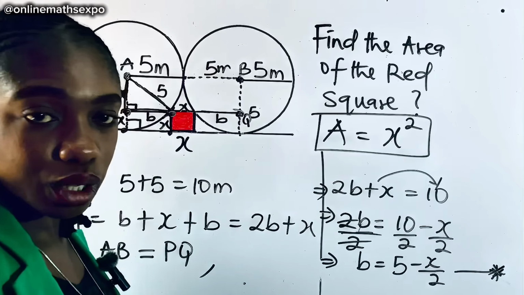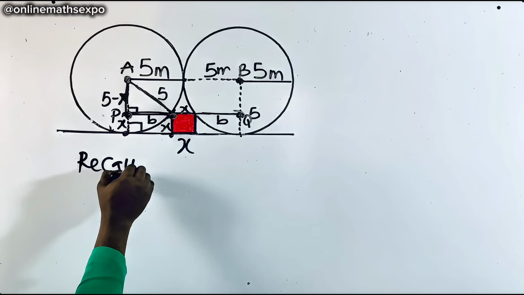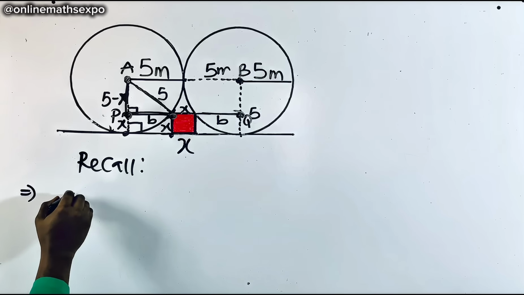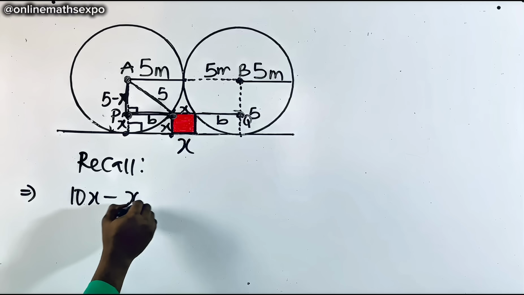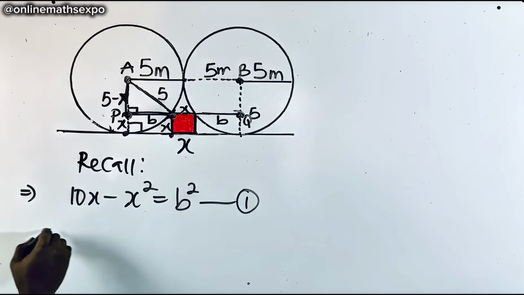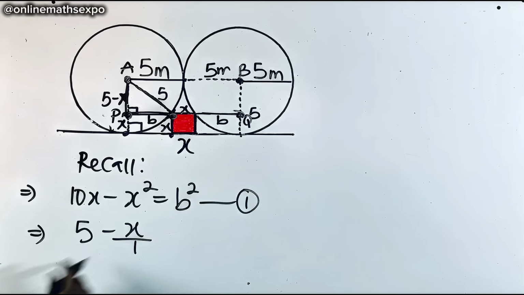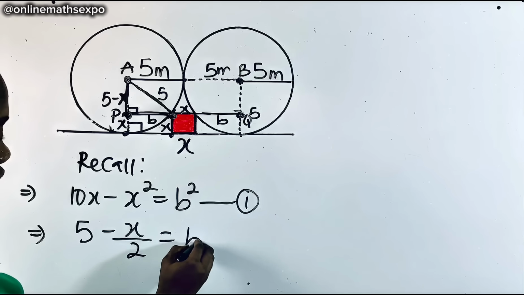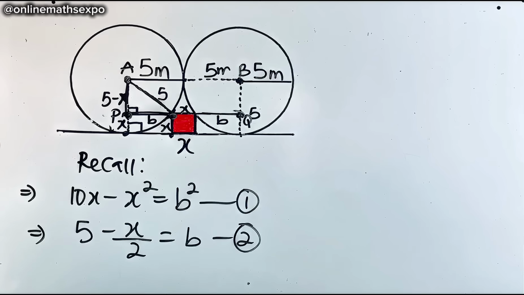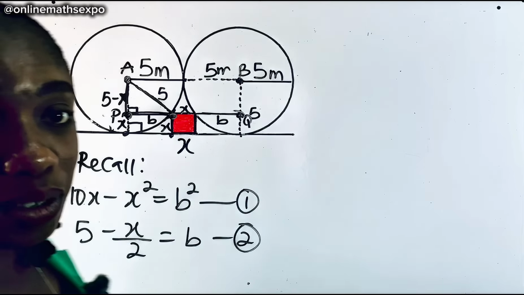So bringing the two equations we left, we need to recall our equation 1: 10x minus x squared is equal to b squared. That's equation 1. And we also have 5 minus x over 2 is equal to b. This is our equation 2. So what do we do here? We are going to square the second equation to put it in this form, and then we solve.